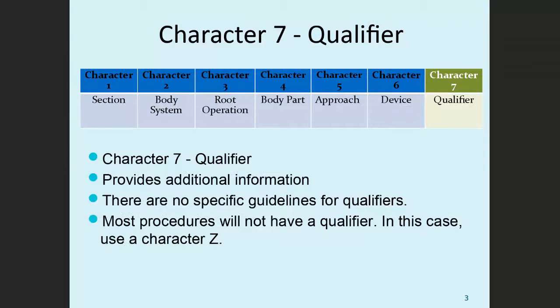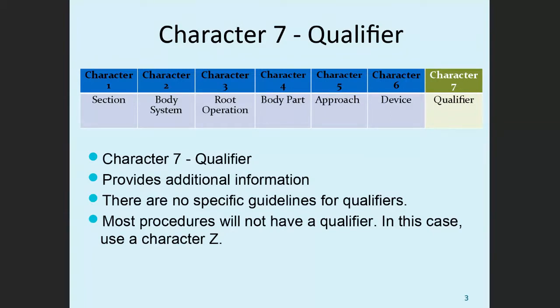Character 7 in an ICD-10-PCS code indicates the qualifier used. Qualifiers are different from the other characters in a PCS code because there are no specific guidelines for qualifiers. It's kind of an other stuff category. Qualifiers provide additional information related to the other characters in a code. Remember, not all procedures will use a qualifier.